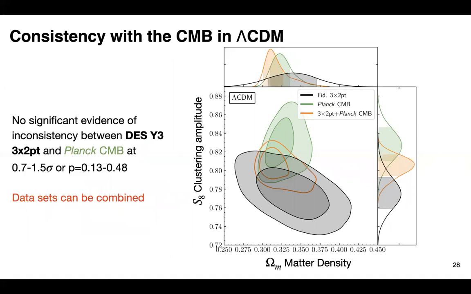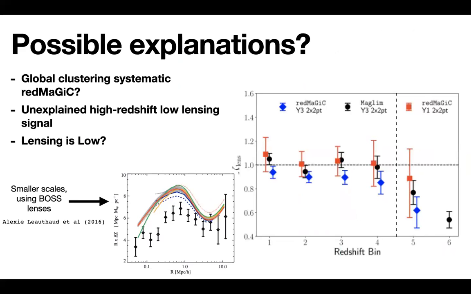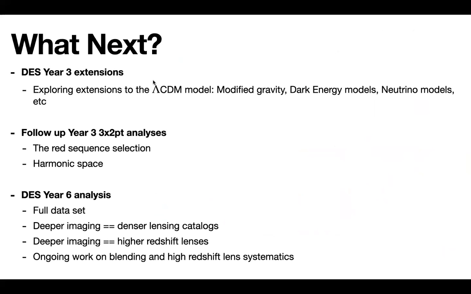Okay, great. I don't have a huge amount of time left, so I'm going to quickly go over what's next. We have a year 3 extensions project coming out, which is going to look at more models. This is looking at what are probably upper limits on modified gravity or other dark energy models when you use the DES Planck combination or DES with other external data sets.